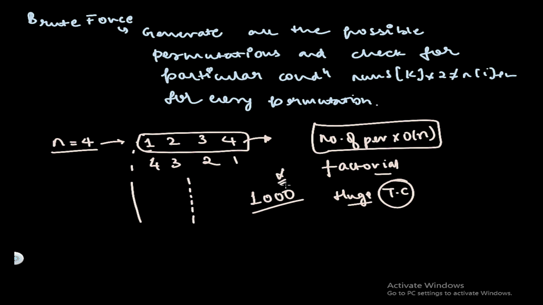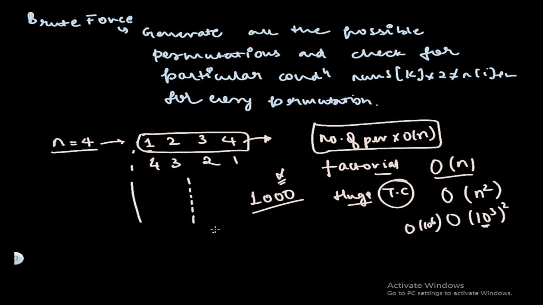You can think of a solution which runs in big O of n. You can also think of a solution which runs in big O of n squared, because with n as 10 to the power 3, n squared is 10 to the power 6. The computer can perform up to 10 to the power 7 computations in 1 second. Generally in online coding contests and online judges, 1 to 2 seconds is the time limit. So make sure that you follow that.